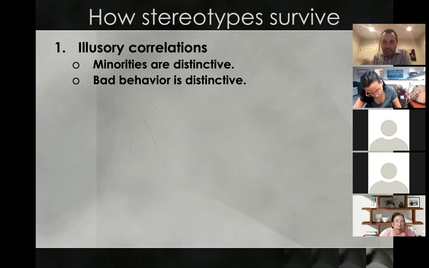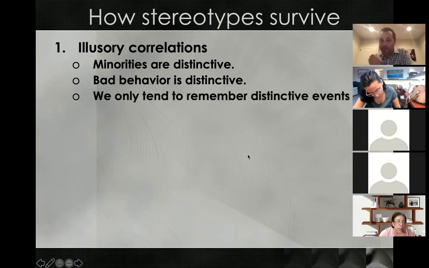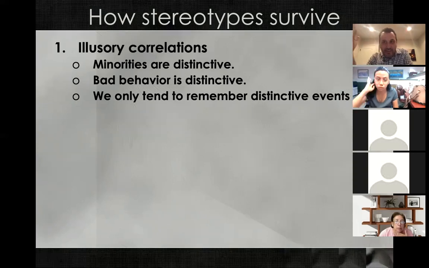So the problem is that because minorities are distinctive, and because bad behavior is distinctive, and because we tend to remember distinctive events, then when you're thinking back at the interactions you've had with people in the majority and people in the minority, what tends to stand out to people, what they tend to remember, are those instances where minorities engaged in bad behavior. People are less likely to remember instances where minorities engaged in good behavior or where people in the majority engaged in bad behavior.